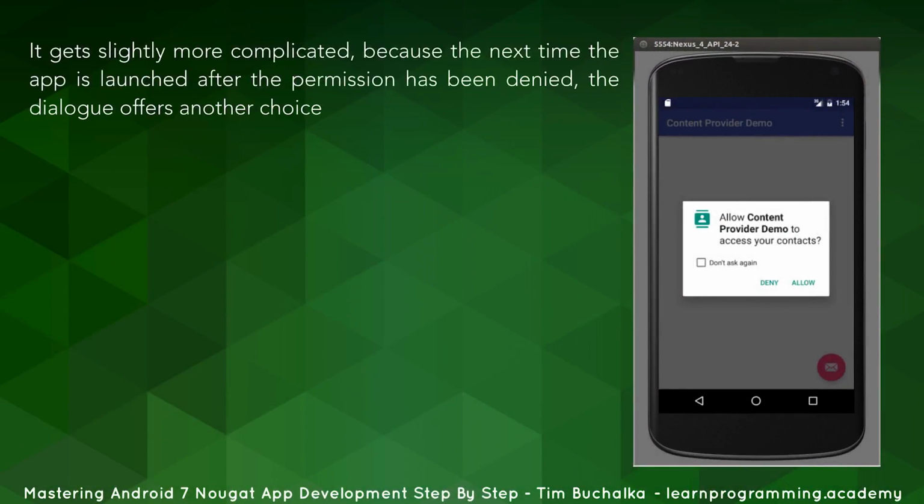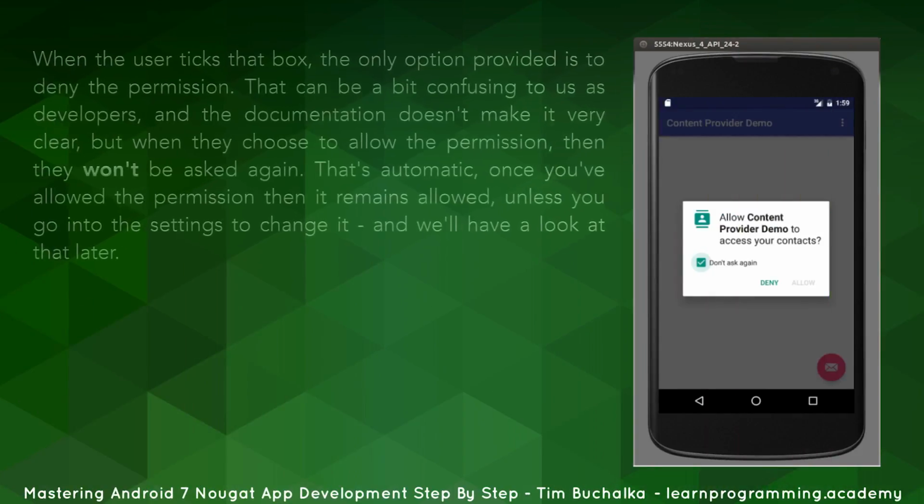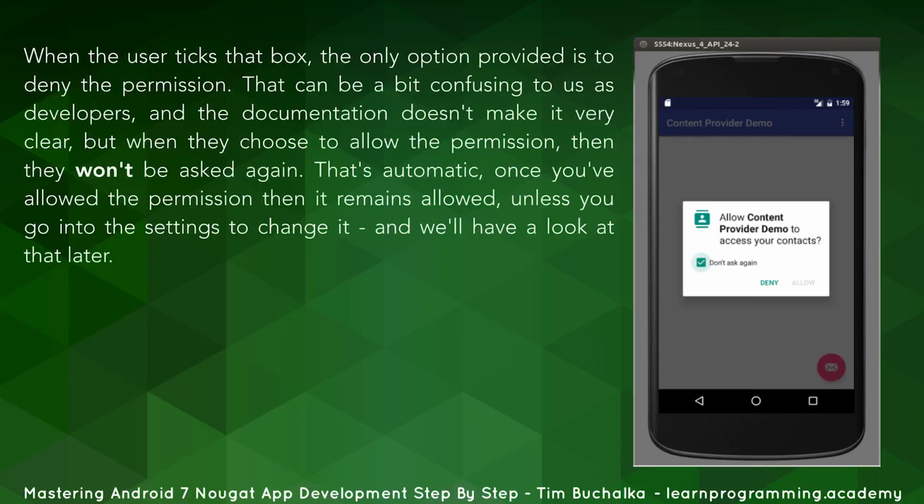It actually gets slightly more complicated because the next time the app is launched after the permission has been denied, the dialog actually offers another choice. You can see that don't ask again showing. So when the user ticks that box, the only option provided is to deny the permission.